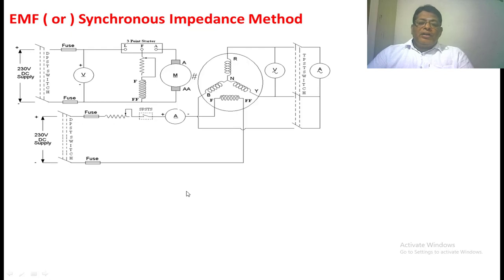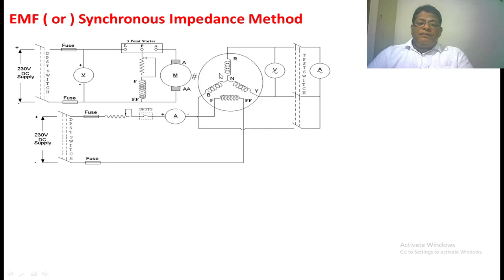Initially, we are going to conduct the OC test. So, we have to open this TPST switch. Here the DPST switch is also open. That is, we are not applying any voltage to the field winding. Close this DPST switch. By means of the 3-point starter, we have to start the DC motor. By means of the field rheostat, we have to adjust the speed of the motor, which is the same as the speed of the alternator, to the rated value.